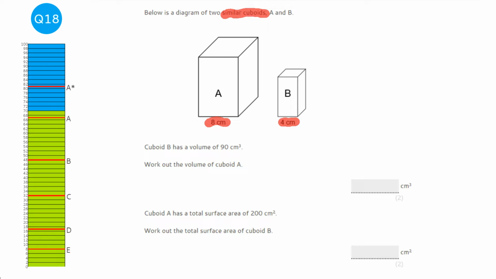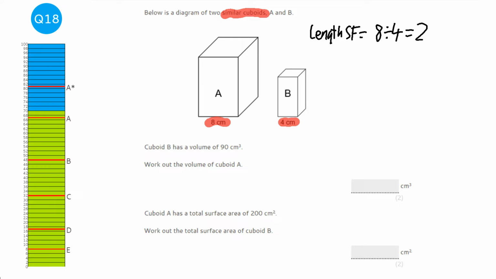Now the gotcha for this question is to not realise that length, volume and area scale factors are not the same. The length scale factor for this question can be found by asking the question, how do you get from B to A? And we'll work in that direction from B to A, because question 1 is asking us for what cuboid A volume is. So the length scale factor is 8 divided by 4, which gives us 2.